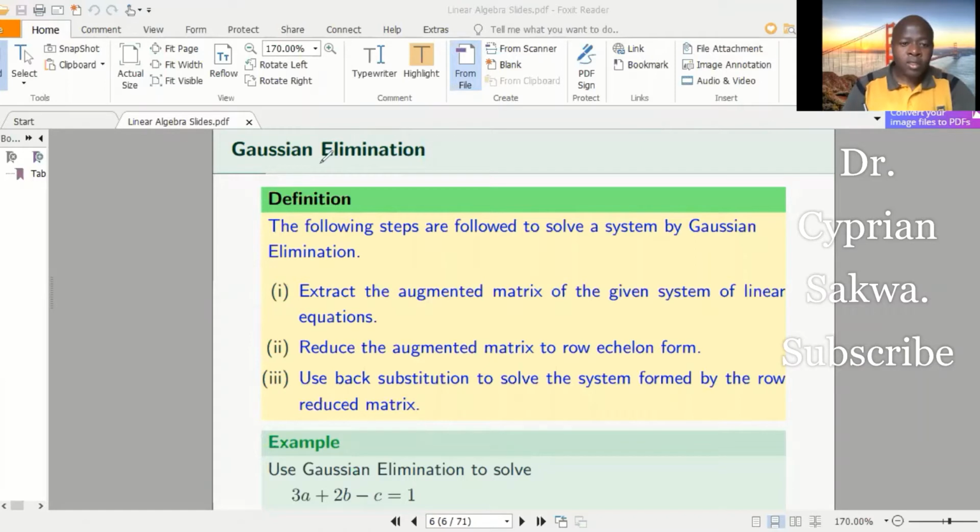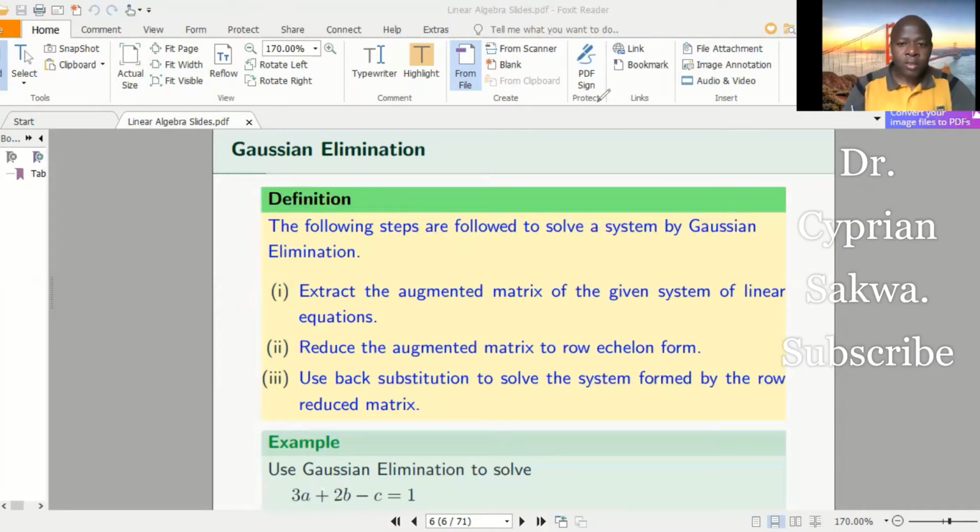So what is the procedure of how to solve a system by Gaussian elimination? If you're given a system and you're asked to solve it by Gaussian elimination, the first thing you're supposed to do is to extract the augmented matrix from that system of linear equations, and then after extracting the augmented matrix, reduce that augmented matrix to echelon form, and then solve by back substitution to get the solutions to the system.